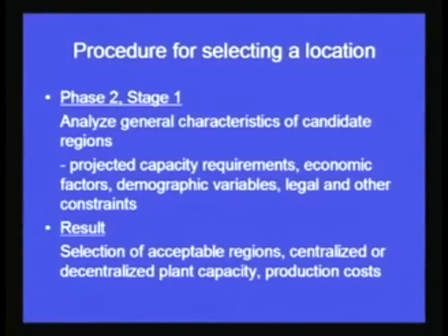There would be some regions which would be outrightly rejected, because economically it is not justifiable to place a plant in such and such location, or demographic variables do not persist on setting up of a plant in this particular location. So some locations would be rejected, some locations would be accepted. So selection of acceptable regions would be done after the phase 2 of stage 1.